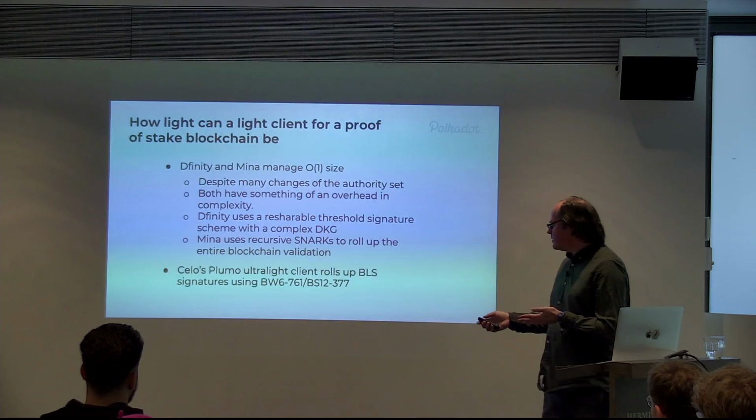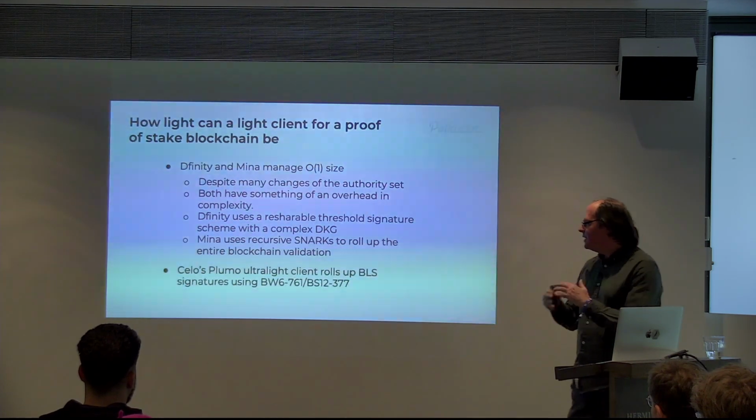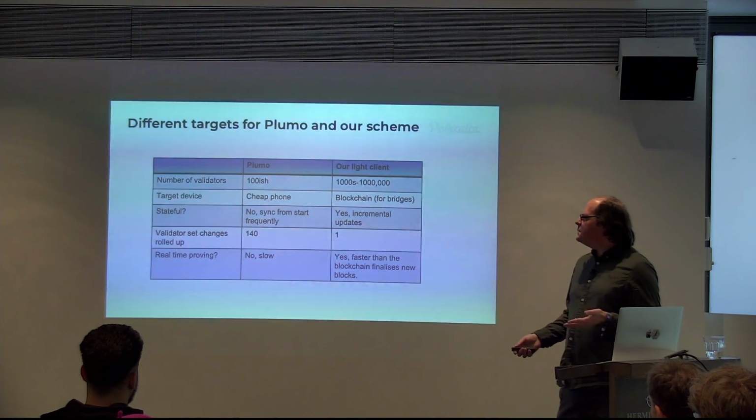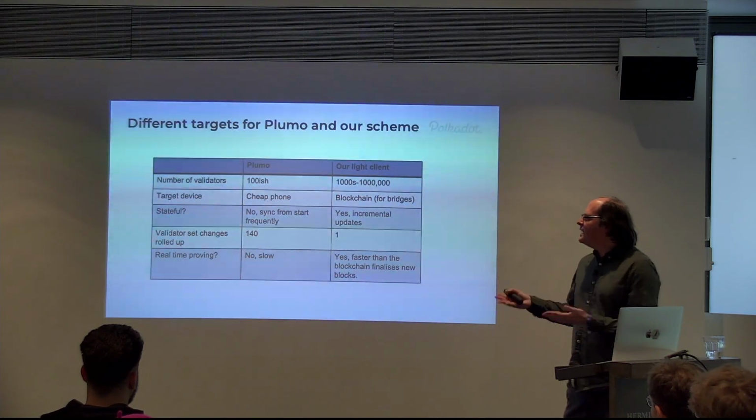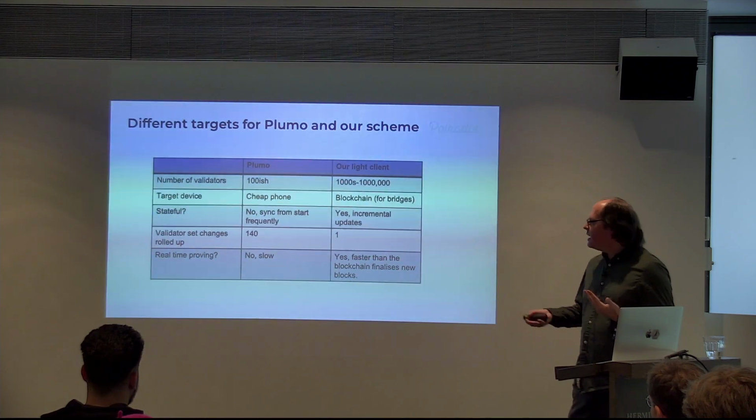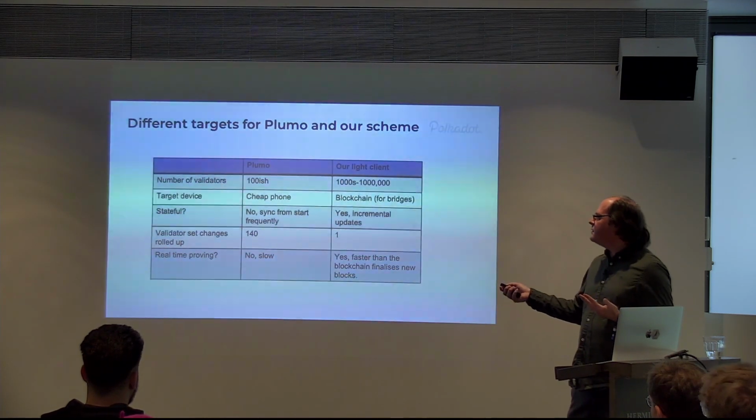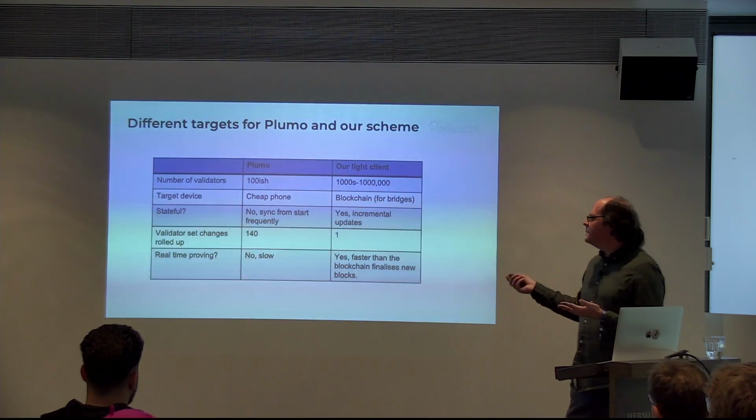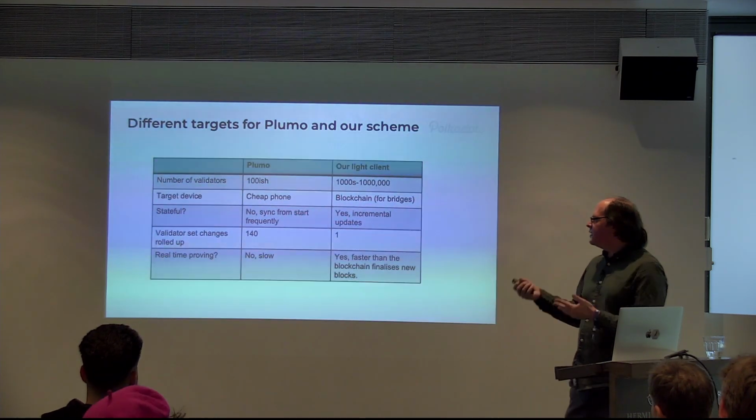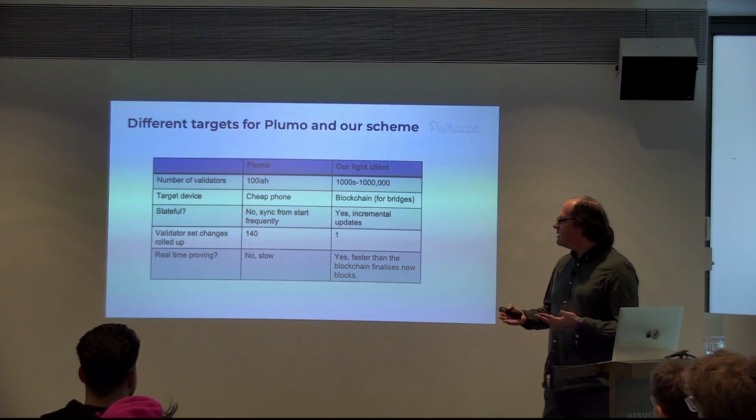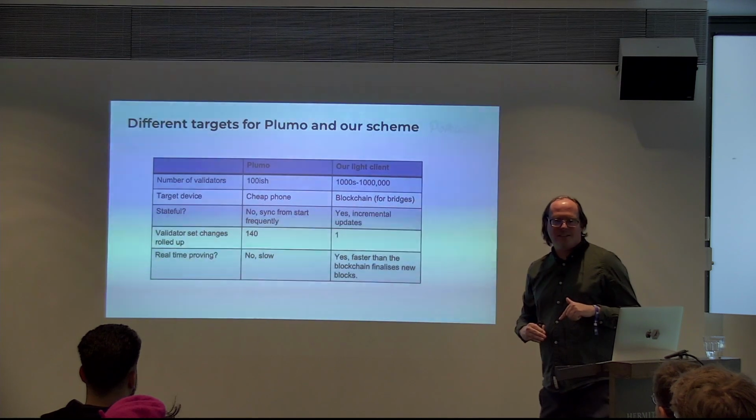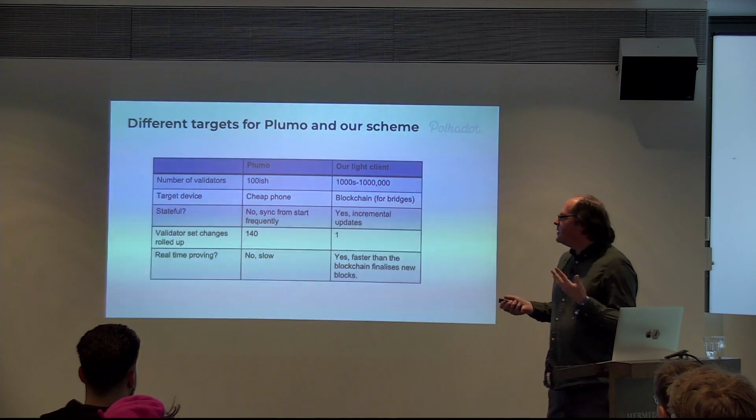The direct comparable thing is Celo's Plumo, which uses the same curves we do to roll up BLS signatures. What's the difference between us and them? Well, mainly it's the target, the thing we're aiming at. Celo has 100-ish validators. We're thinking of thousands to 1 million. We're thinking of targeting a blockchain rather than a cell phone, and that means that with a cell phone you have to sync from scratch many times. Almost every time you boot it up, maybe you have to sync it from scratch.